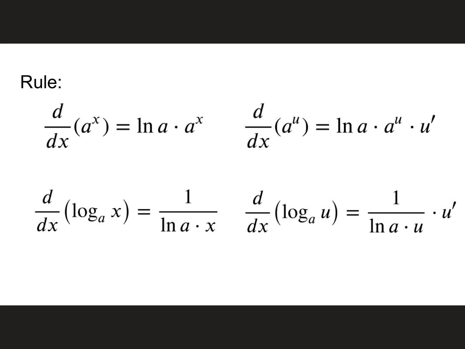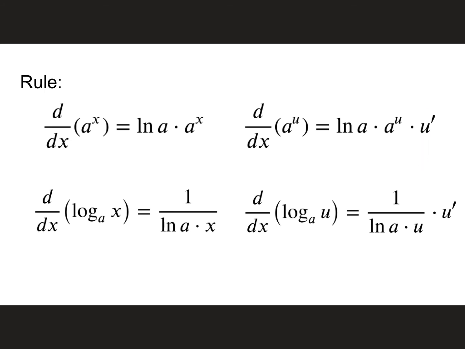There's a couple other rules that are worth looking at here. Okay, we have the derivative of our power function. So the derivative of a to the x is the natural log of a times a to the x. And that can be translated over to the one on the right as the derivative of a to the Bob is equal to the natural log of a times a to the Bob times d Bob.